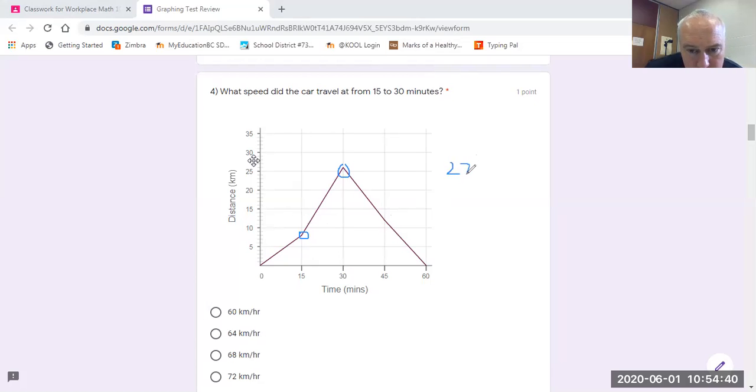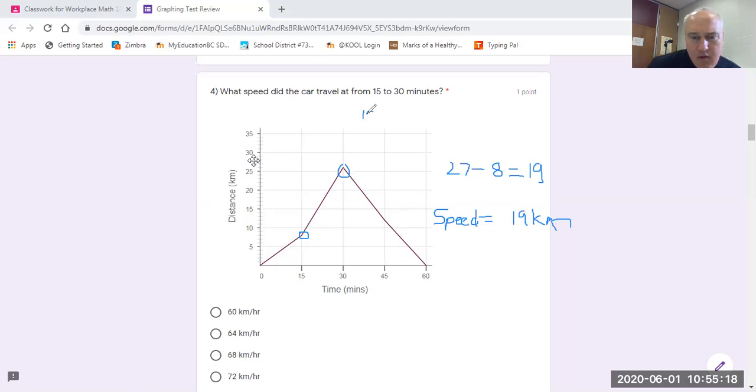So 27 minus 8 is 19 kilometers. That's the difference between what I was at and what I'm here. So that's the distance I traveled. And remember that speed is... and if we're talking about kilometers per hour, well, we have traveled 19 kilometers. And now we didn't travel this in an hour, we traveled this in 15 minutes. And I'm just going to explain to you what that means.